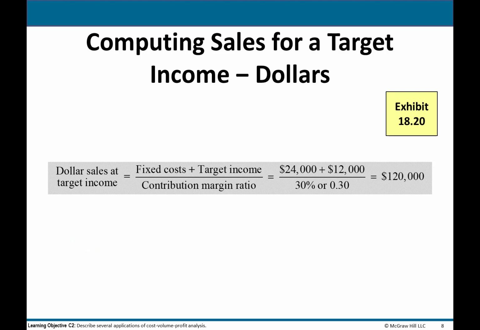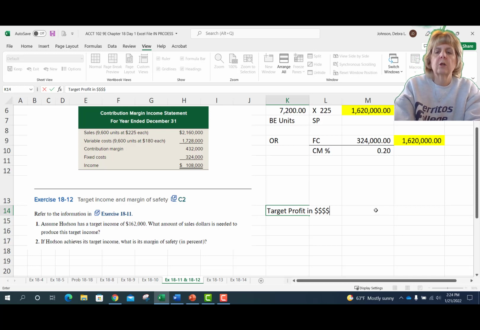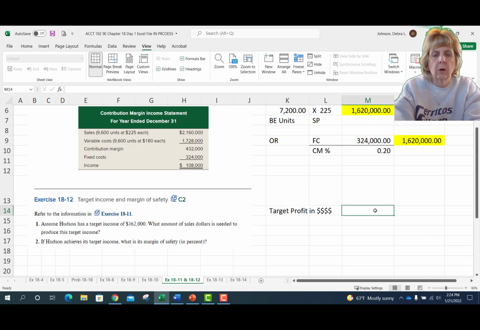Let's try one out. In this exercise, as with most companies, they're not happy in breaking even. They want to generate a target income of $162,000. And so requirement 1 asks you what amount of sales dollars, okay, that's key. It'll tell us what to use on the bottom. What amount of sales dollars is needed to produce this target income? So we're going to do a target profit point. And because the author asked for it in dollars, we'll go ahead and label it in dollars.